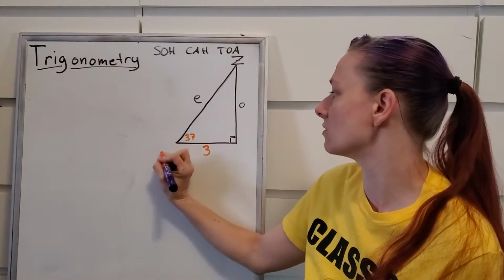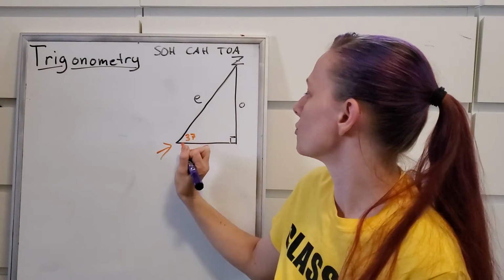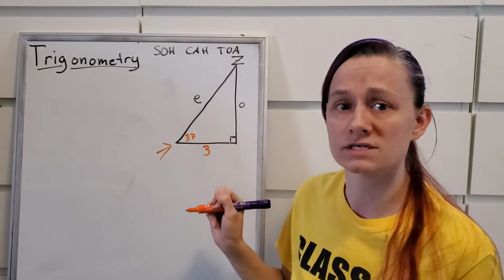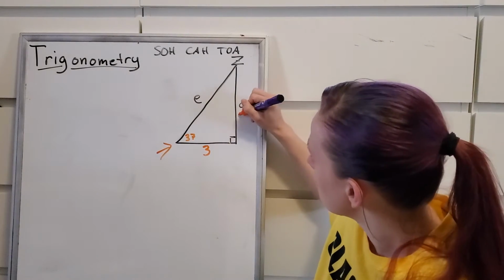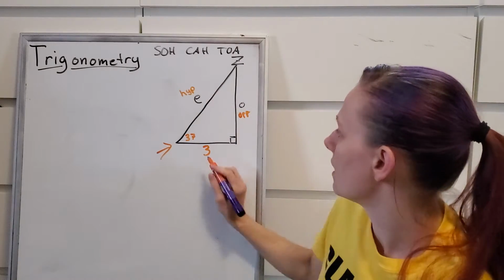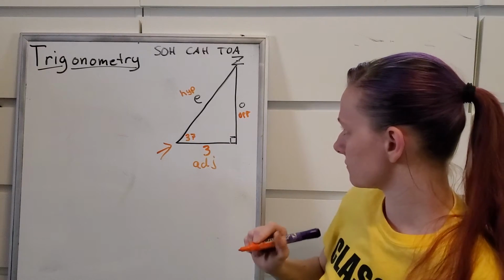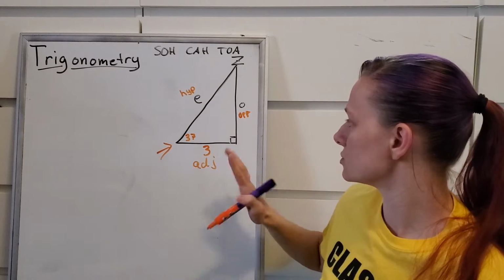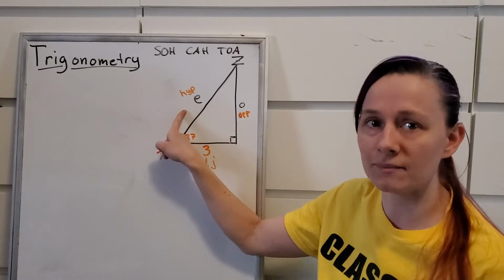So this is our angle that we're dealing with. We can consider our sides with respect to that angle. So this is the opposite. This is the hypotenuse. And this is the adjacent. So we have opposite, adjacent, and hypotenuse.